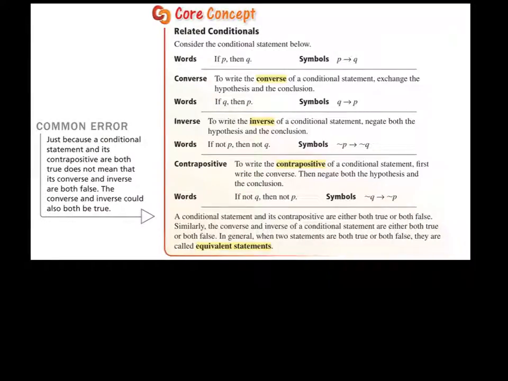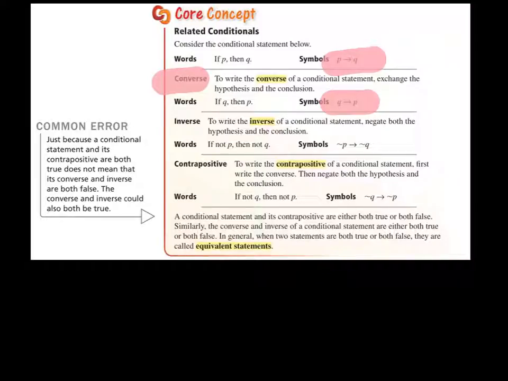Related conditionals. This is something you may want to write down and understand. Here are the main words I want to focus on, and I'm going to highlight these in a color so you can see them. First, my basic conditional statement looks like this: P implies Q. Then the converse of that conditional statement is Q implies P.